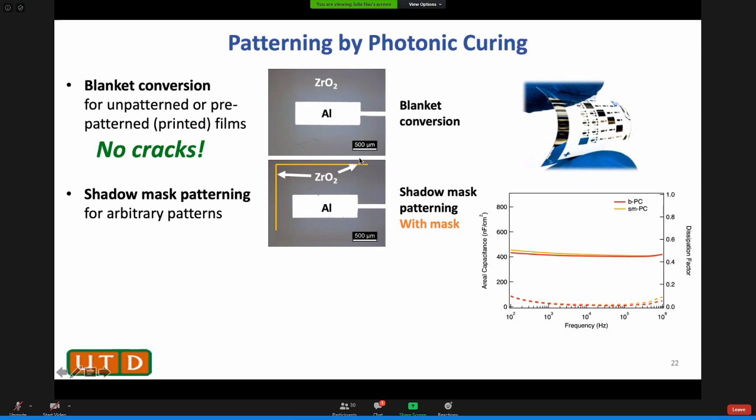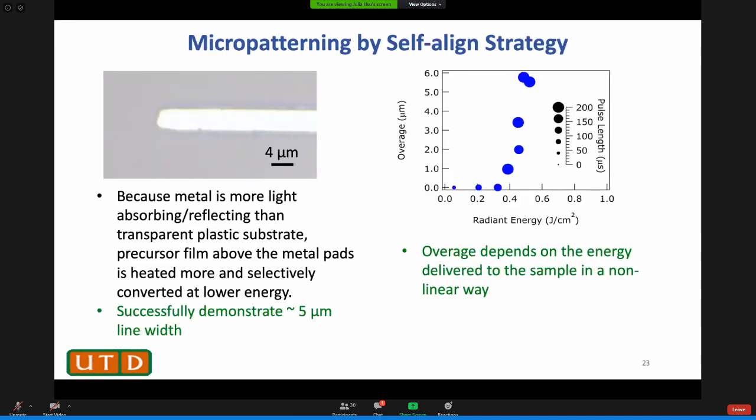This is an interesting way because if you think you are doing roll-to-roll conversion, then you can't put a mask on and expose to light. You want something that determines where your oxides will cure. Because metal is more light absorbing, and there's reflection too, than the transparent plastic substrate. So this is PEN that doesn't absorb light. Light just goes through it. The precursor film on top of metal is heated more and selectively. So even though we put in low energy, it can get converted. While on PEN, it won't.